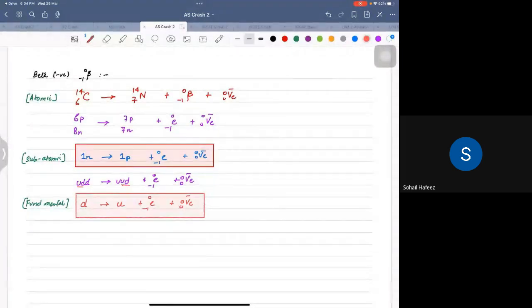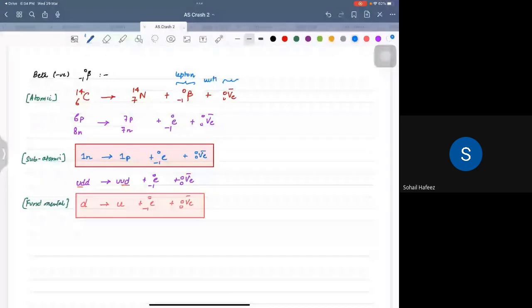We need to understand that whenever in any equation a lepton is released, you will always see an anti-lepton released with it. Is that clear, everyone?